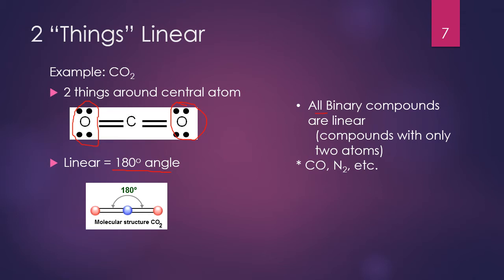All binary compounds are linear. That means if there's only 2 elements involved, it's going to be a linear compound. You don't have a central atom with a binary compound, but it's still linear. We'll see some examples of this in class as well as in lab.